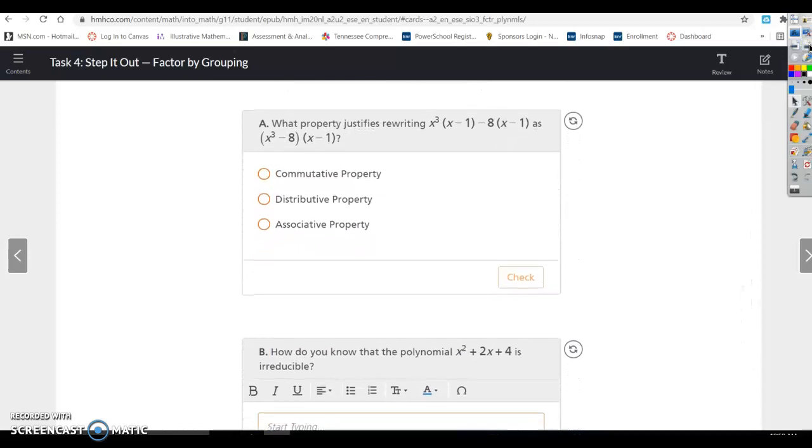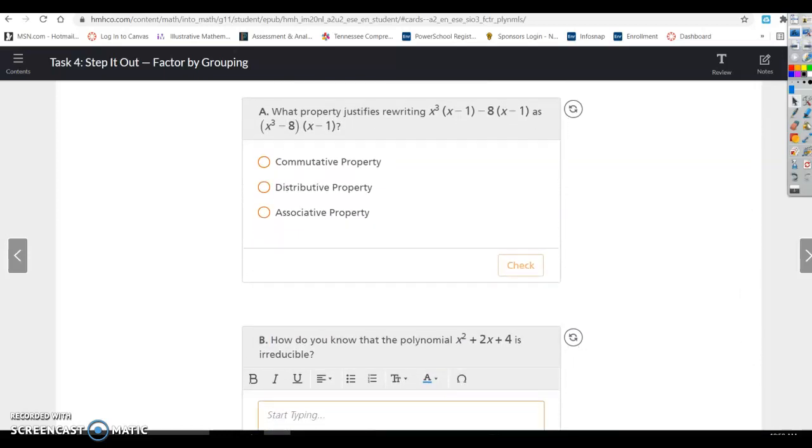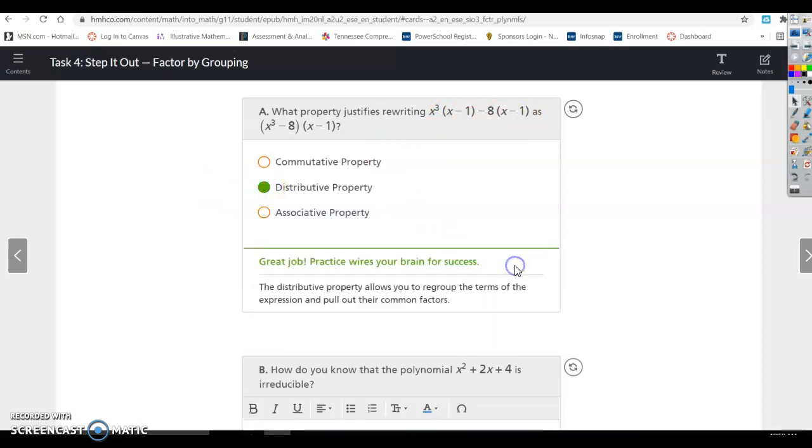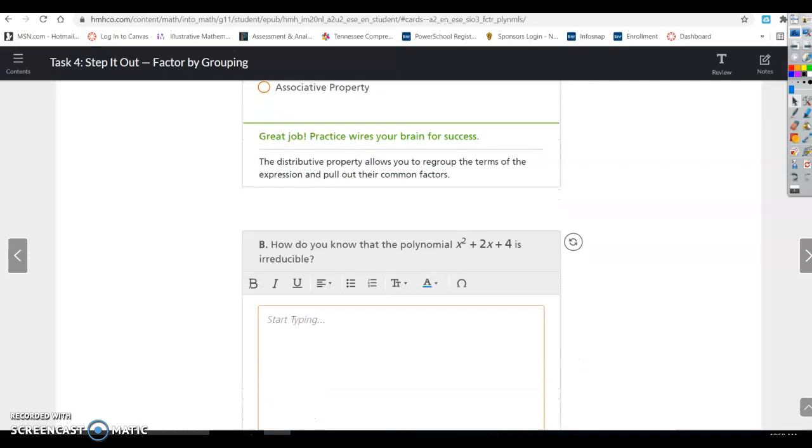All right, it says which property justifies rewriting x cubed times x minus 1 minus 8 times x minus 1 as this right here. All right, so that is distributive property. You're pulling out the common factor, which is the x minus 1. And so distributive property looks different in different forms, but that still is just the distributive property.